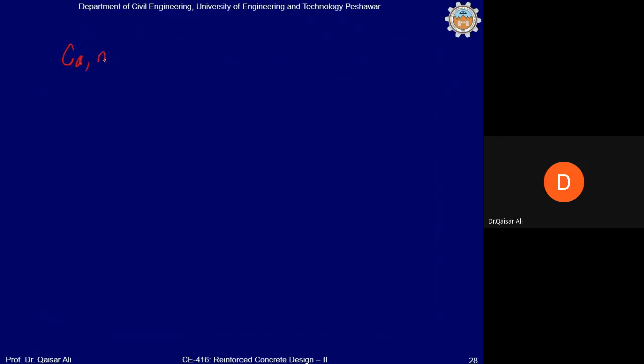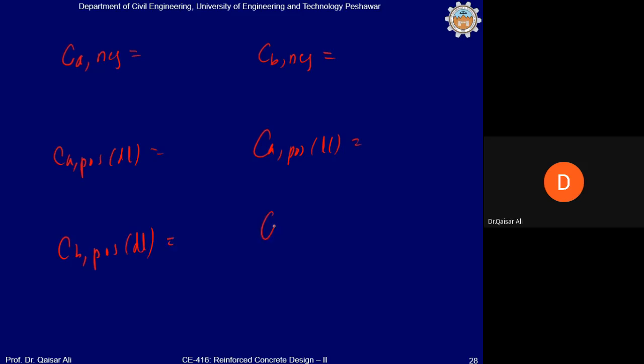We need Ca negative, Cb negative, Ca positive dead load, Ca positive live load, Cb positive dead load, and Cb positive live load. Clear?